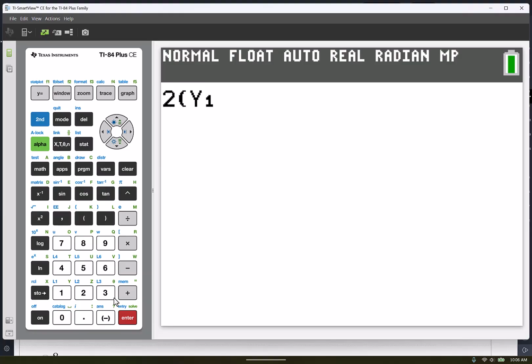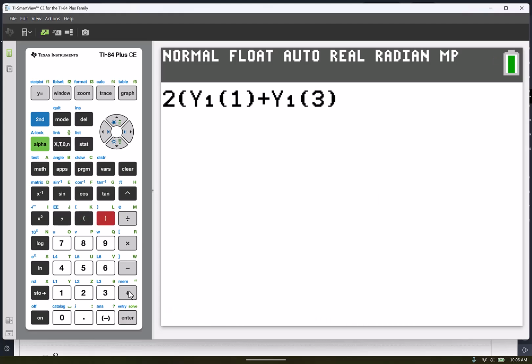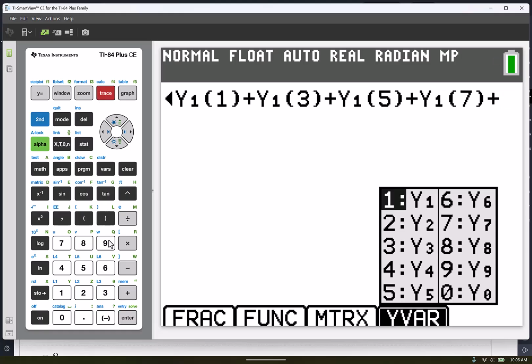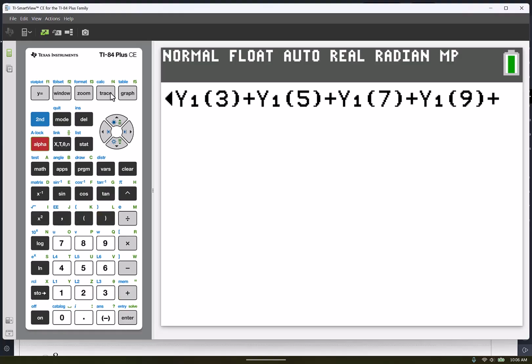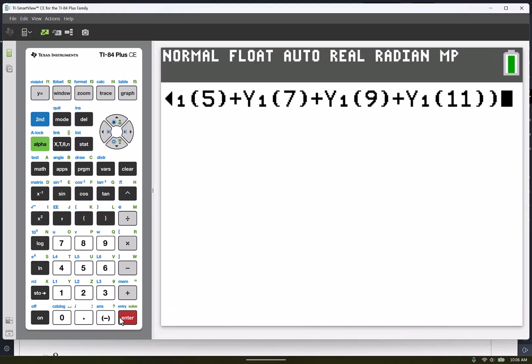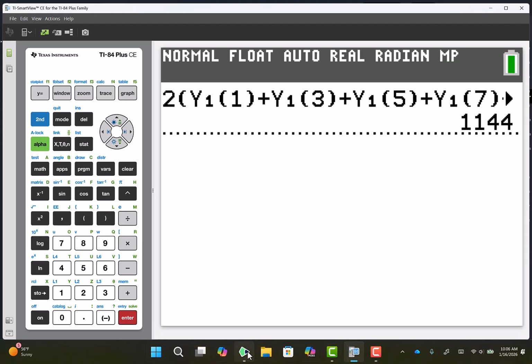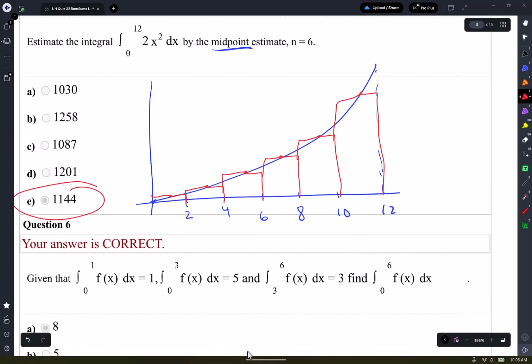Now it's 1, 3, 5, 7, right? Y1 of 1, because that's the middle between 0 and 2, plus alpha trace y1 at 3, plus alpha trace y1 at 5, plus alpha trace y1 at 7, plus alpha trace y1 at 9, and I got one more, plus alpha trace y1 at 11. 11, go to heaven. 1144. Cool or not cool? All right, here we go.